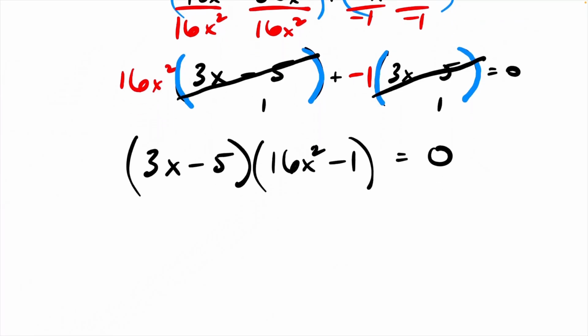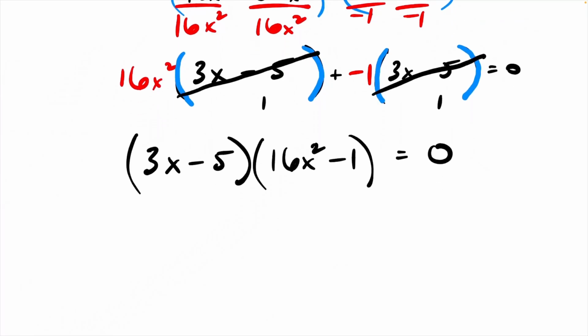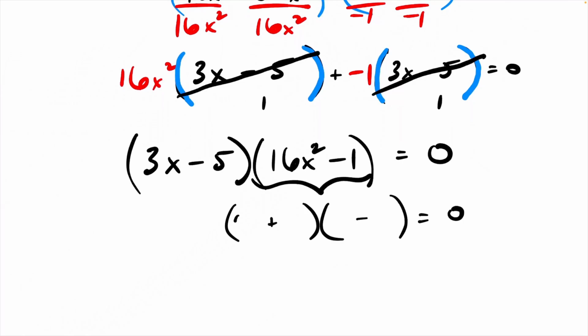Okay. That's step 5 and step 6. Now step 7, are any of these difference of squares? Yes, right? That guy is difference of squares. So it should be 4x plus 1 and 4x minus 1. 3x minus 5 is not difference of squares, so that guy just comes down.